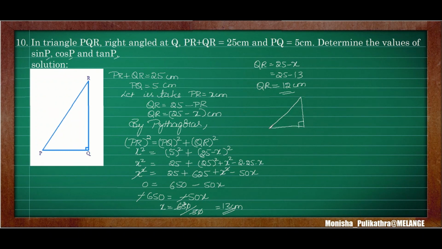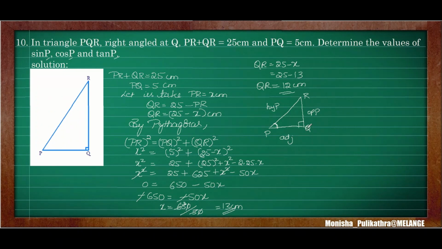Okay. The triangle PQR has a right angle at Q. Here we need sin P, cos P and tan P. So the angle is at P. The side opposite to this angle is the opposite side, the side opposite to the 90 degree angle is the hypotenuse, and the remaining side is adjacent.